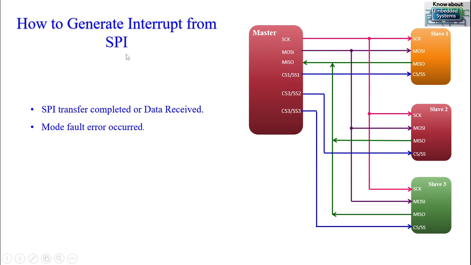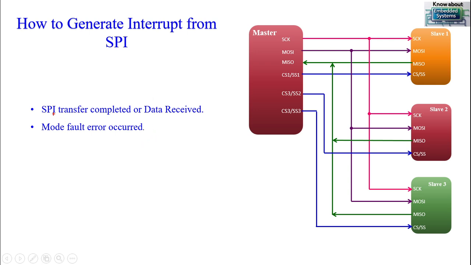Here you know that SPI is a master and slave based communication. The master is able to transmit, and even the slave is able to transmit. That part I have already explained in the previous video. So today, as you know, I'll be concentrating only on generating the interrupt from the SPI.